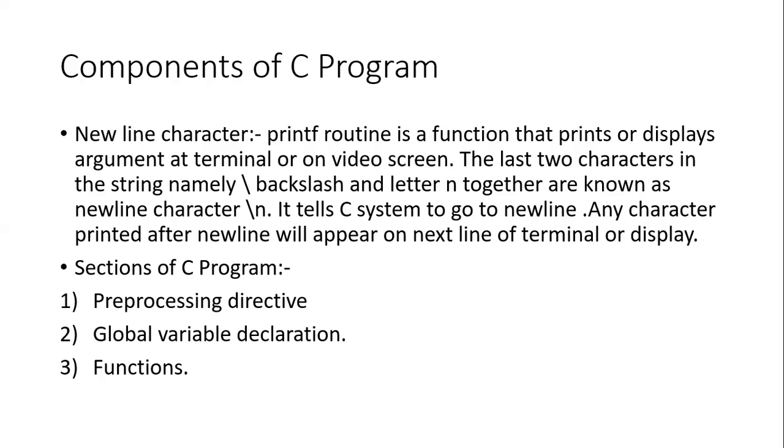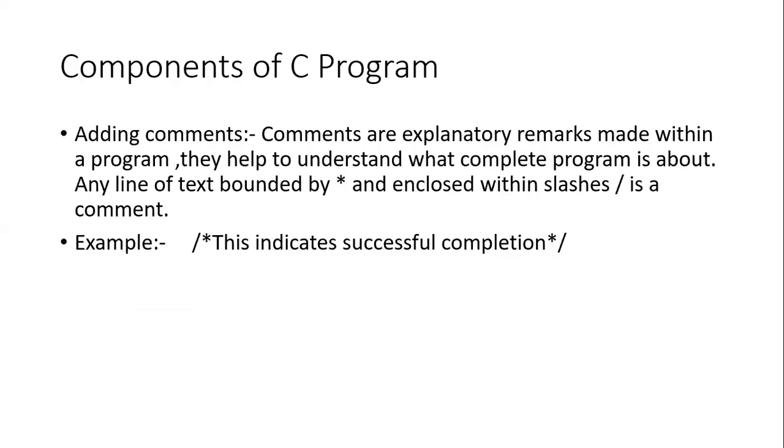The last two characters in the string, namely backslash and the letter n, together are known as the new line character, \n. It tells the C system to go to a new line. Any character printed after a new line will appear on the next line of the terminal or display. So basically, what are the sections of a C program? First is the pre-processing directive, second is the global variable declaration, and third are functions.